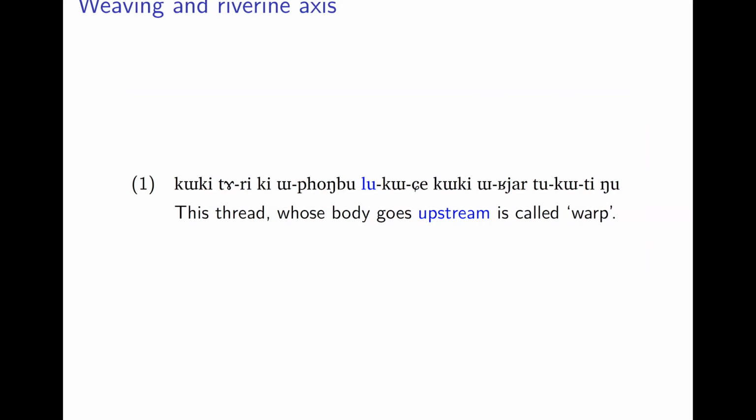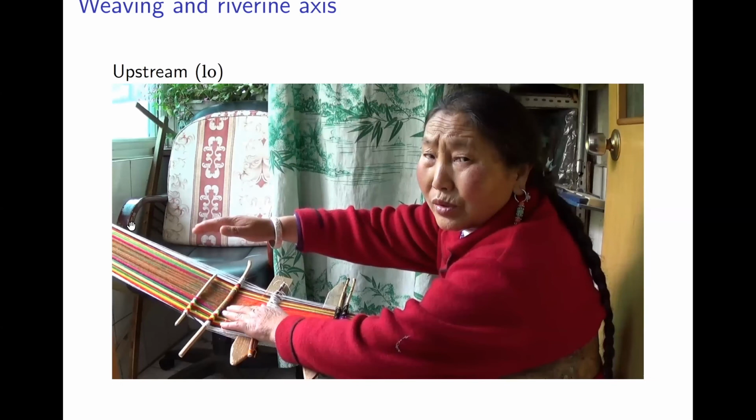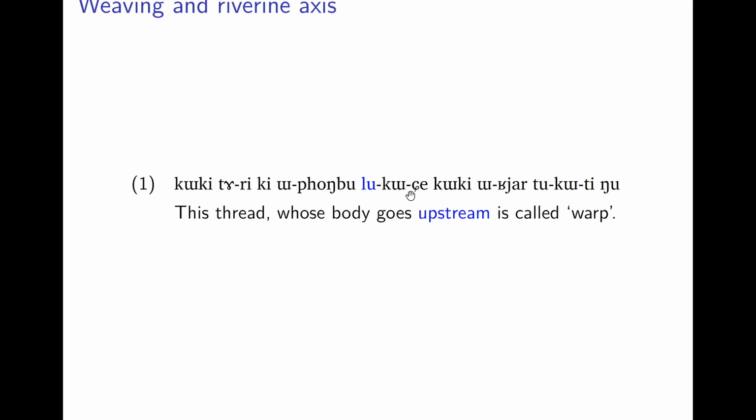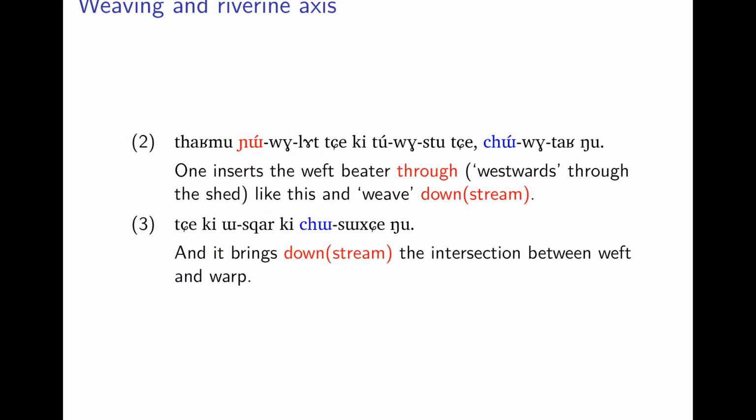Kitariki apombo lukushietuki ayartuki. The thread whose body goes upstream, so actually is oriented towards the opposite direction of the weaver, is called the warp. And here I use this color code to indicate the morpheme in the original that corresponds to this upstream orientation. Now we have downstream. Here I use blue to indicate the upstream-downstream axis. So this refers to the action here.